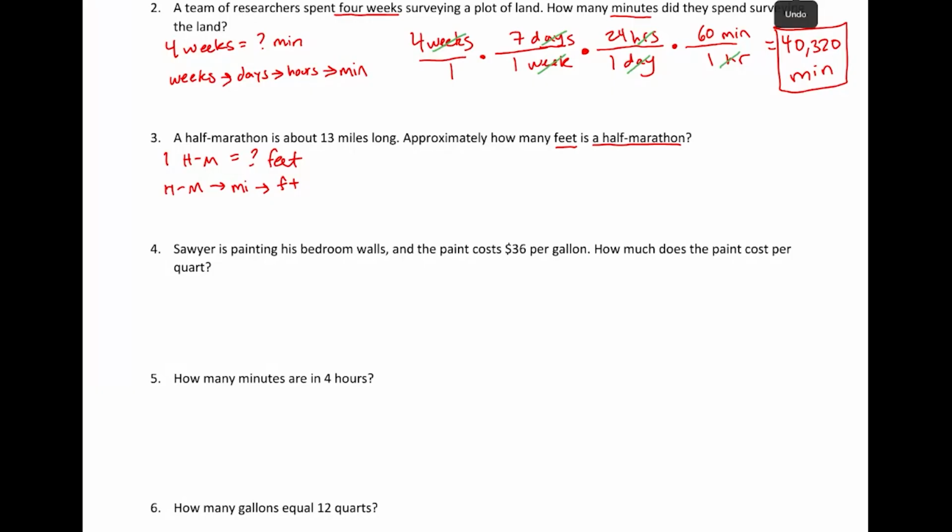So we're going to start with the 1 half marathon, and we're going to convert that to miles. So 1 half marathon is the same as 13 miles. That's given in the problem. And then 1 mile is equivalent to 5,280 feet, which is given on your conversion chart. So just multiplying all this together, we get 68,640 feet.